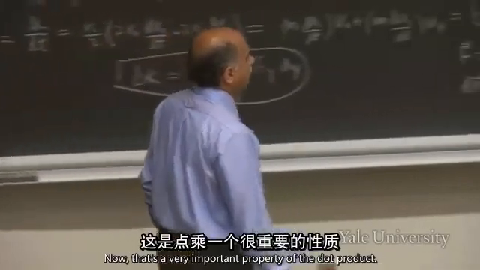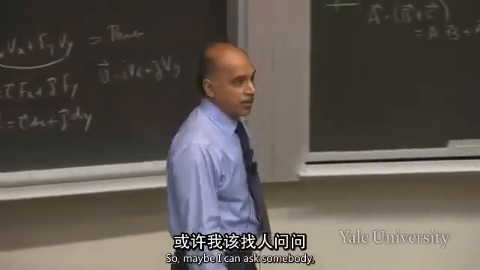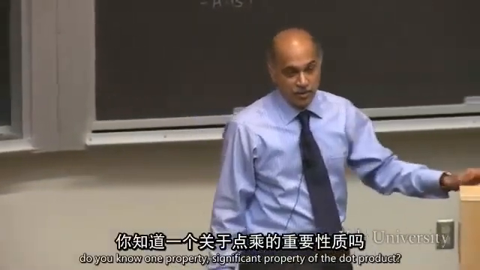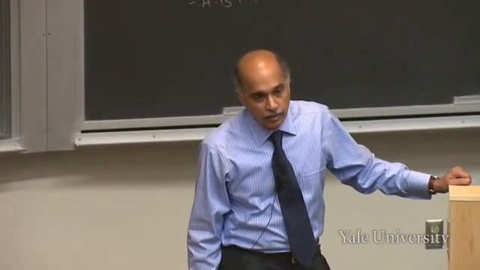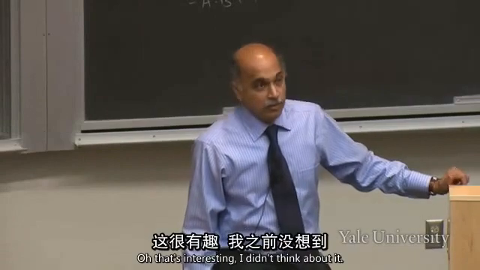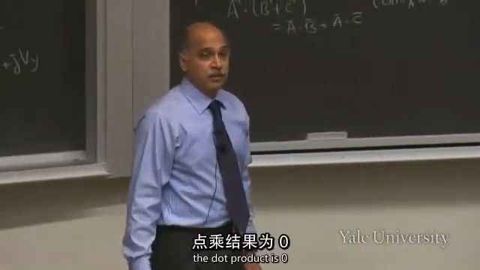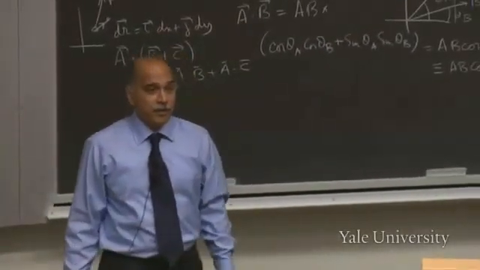Now that's a very important property of the dot product. So maybe I can ask somebody, do you know one significant property of the dot product? Once two vectors are perpendicular, their dot product equals 0. Oh, okay, that's interesting, I didn't think about it. Yes, one thing is if two vectors are perpendicular, the dot product is 0 because cosine of 90 is 0.